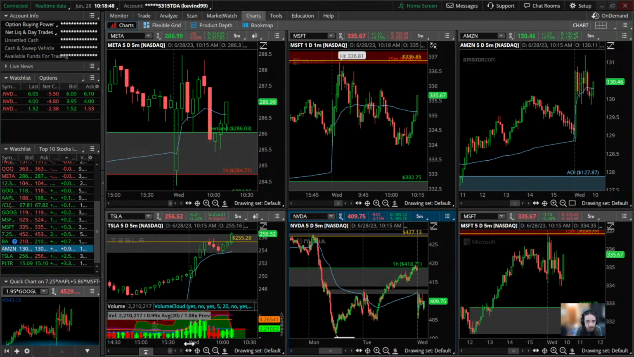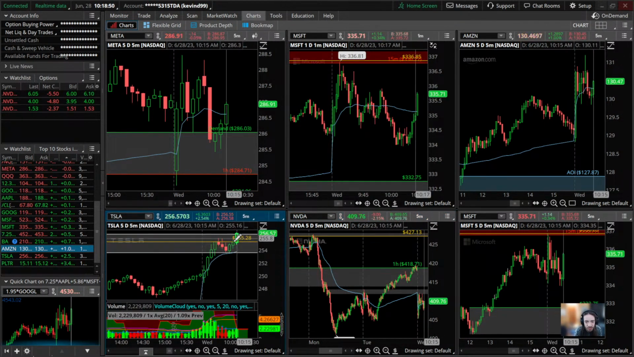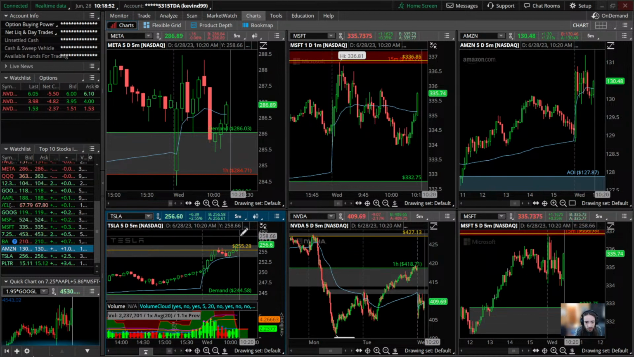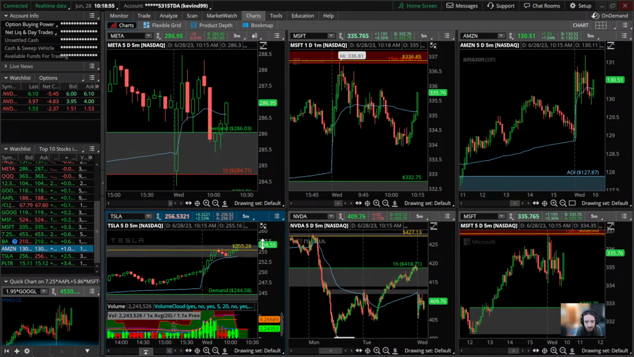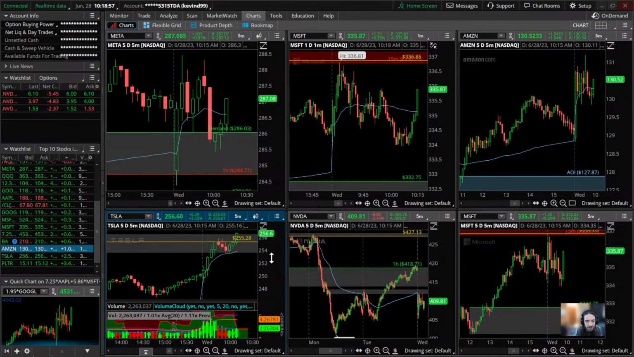Alright, Tesla's trying to breach above that area of interest / key level. Remember, if we get above it, I'm going to want a retest of this zone and to go long to target 260.75.